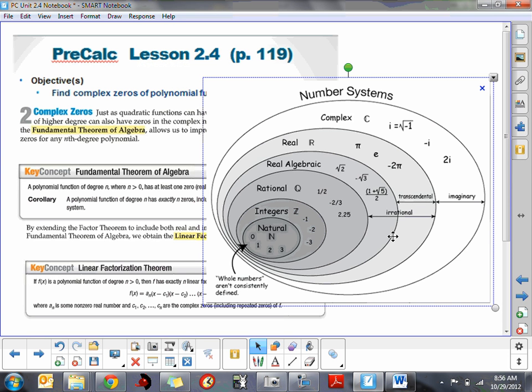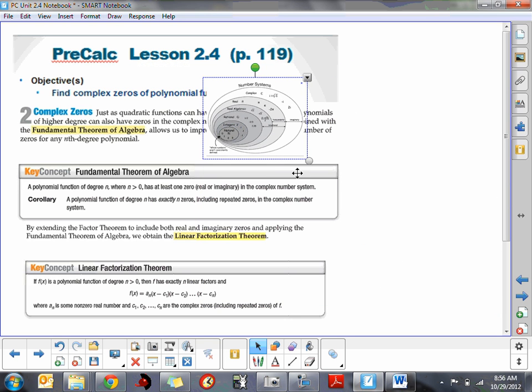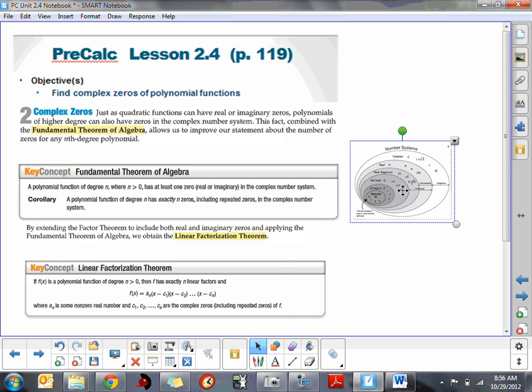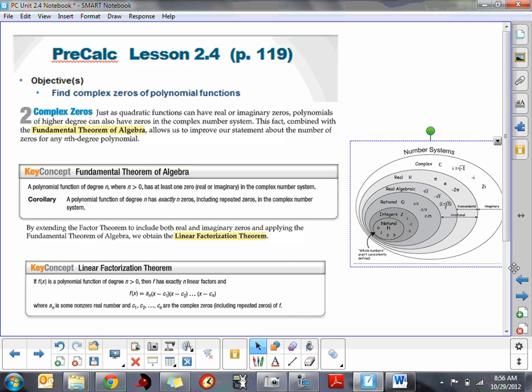number system. So in essence, when they ask us to find the complex zeros of a polynomial function, they're asking us to find all the zeros. And now we're going to have to work with these complex numbers and find those solutions as well. So we're going to be working with finding every possible solution of a polynomial function.